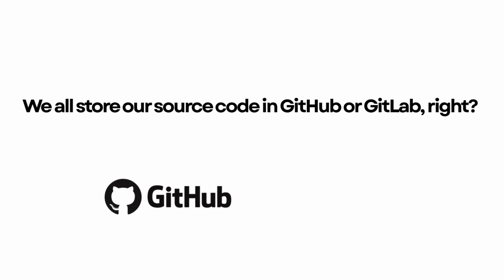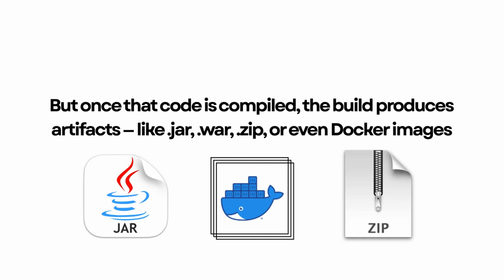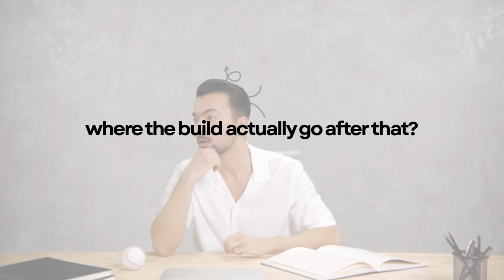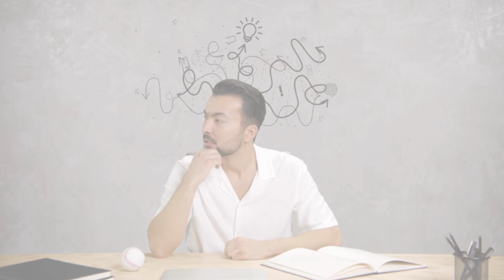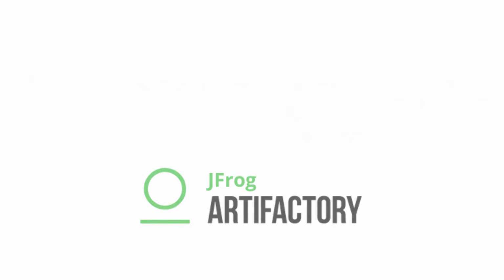We all store our source code in GitHub or GitLab, right? But once all the code is compiled, the build produces artifacts like jar, war, zip, or even Docker images. Where does the build go actually after that? Storing and managing these artifacts properly is super important. That's where a manager like JFrog Artifactory comes into play.